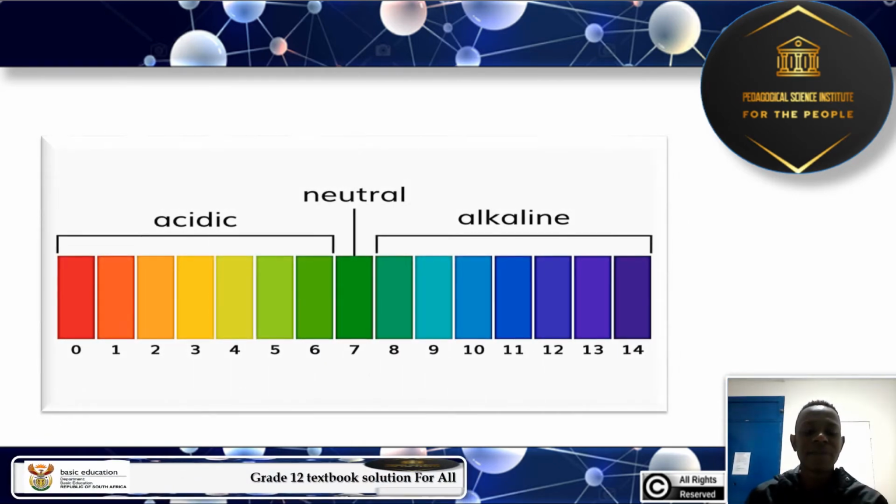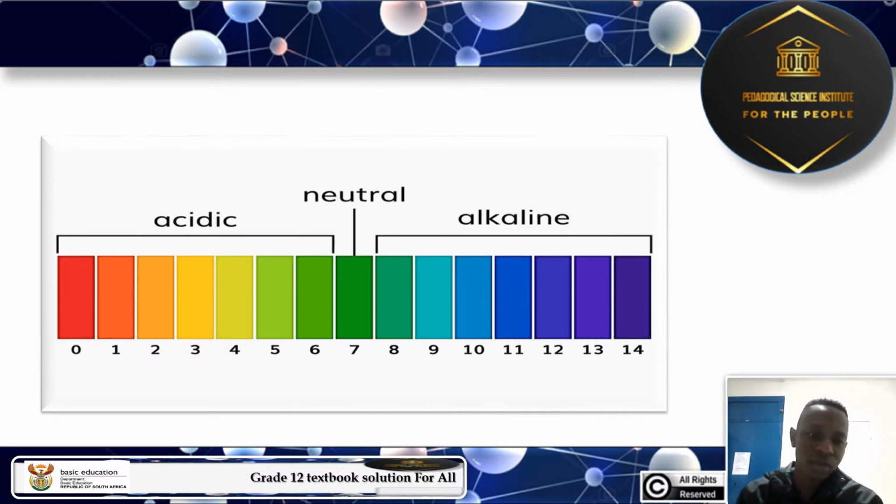Now we are having this picture in front of us. I'm sure we are familiar with this picture. Since grade 7, we use this picture to study many things. So this is a pH scale. We can see that from 0 to 6, the pH is acidic. Then 7 is neutral. Alkaline is from 8 to 14. That's what we were talking about on the previous slide.